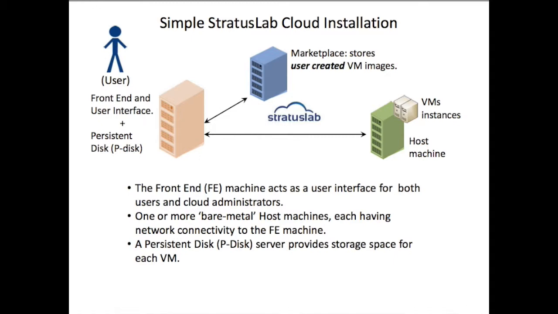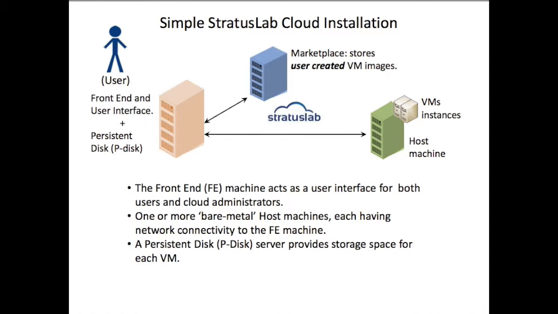When a VM is to be started, the sequence is as follows. From the front-end machine, the user requests that a VM instance is to be created. The required image is downloaded from the marketplace to the pdisk server. A storage volume for the VM is created on the pdisk server, to where the downloaded image is copied. The VM is then booted on one of the available host machines.